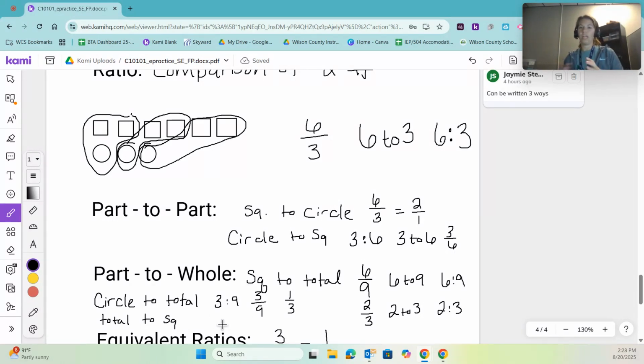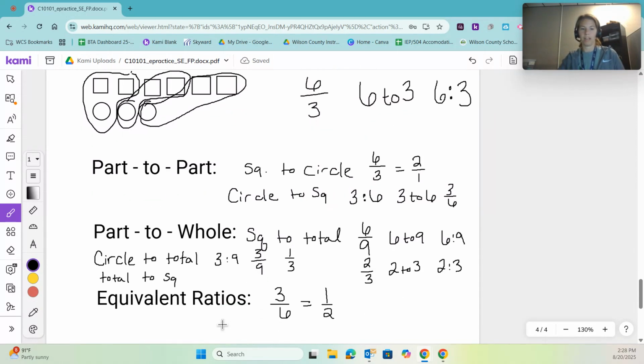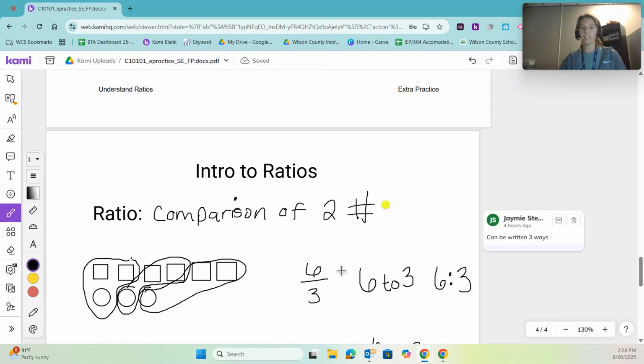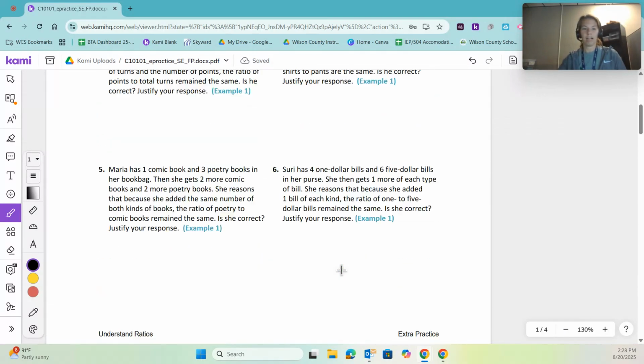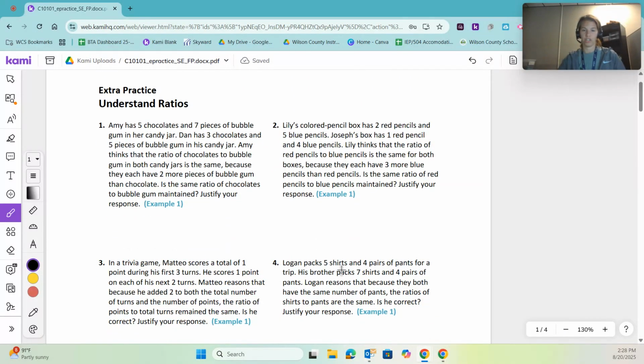The part to whole is looking at the whole group together as one of the numbers in our ratio, and part to part is just looking at pieces of what is pictured. Equivalent ratios are exactly the same thing as equivalent fractions. Ratios can be written as a fraction, so we use that to write those equivalent ratios as well. Now, let's take a look at some practice problems that involve ratios, to make sure we understand our ratios.